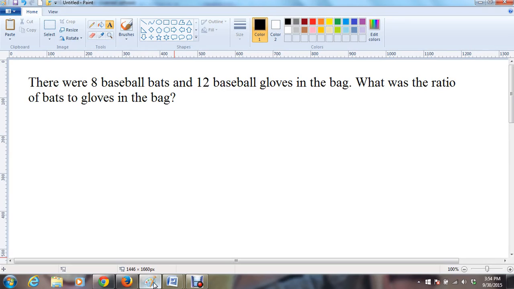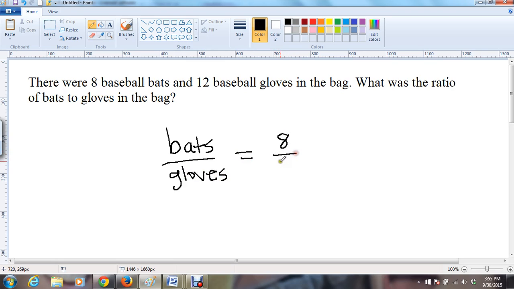So here's a little example where we have a ratio, and ratios and fractions look exactly alike. There were 8 baseball bats and 12 baseball gloves in the bag. What was the ratio of bats to gloves in the bag? So when we write a ratio, we write it just like a fraction. The ratio of bats to gloves looks like this. Bats is on top and gloves is on the bottom. Bats to gloves. All right, and in this problem, they tell us we have 8 bats and 12 gloves. So the ratio is 8 to 12.